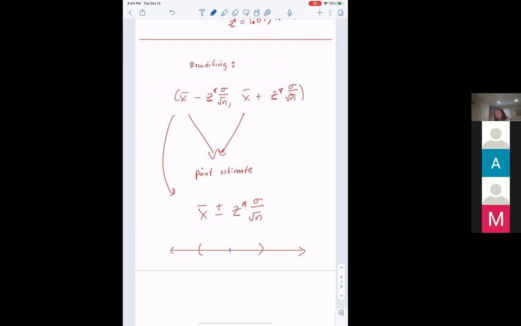It's directly in the center. X bar is directly in the center because you add and subtract the same thing to get the two sides. That thing that we add or subtract is called the margin of error. So you have your point estimate, which is the center, and then plus or minus your margin of error.